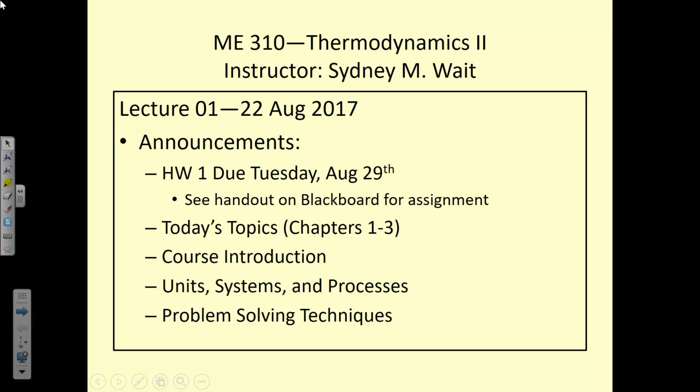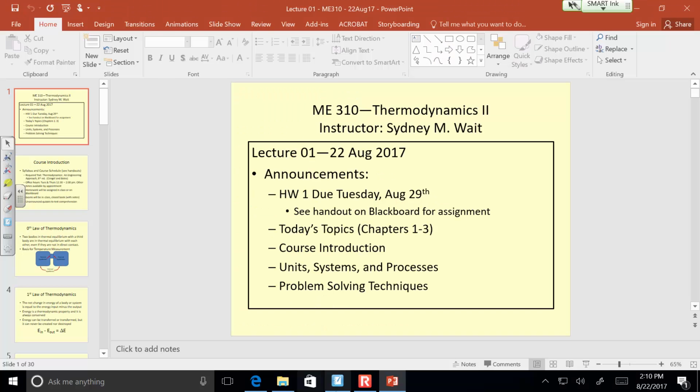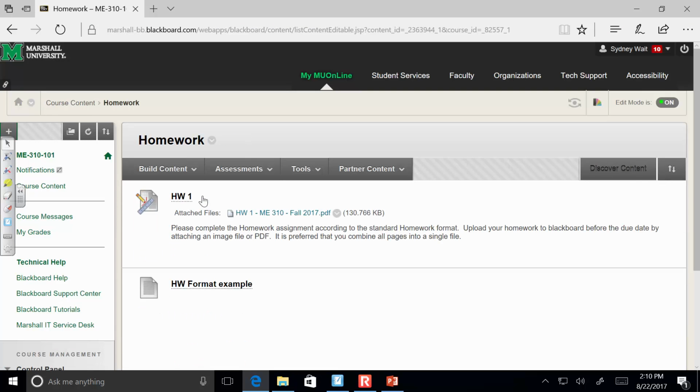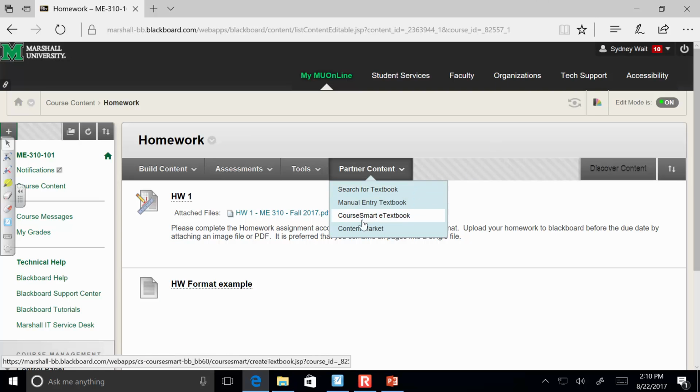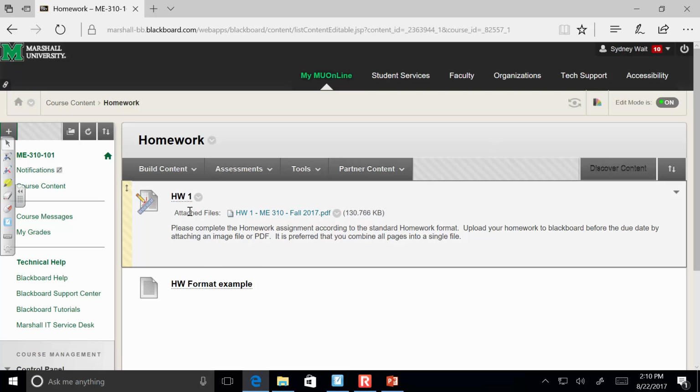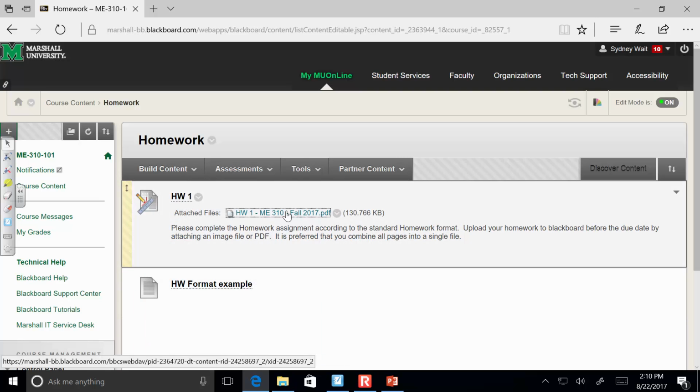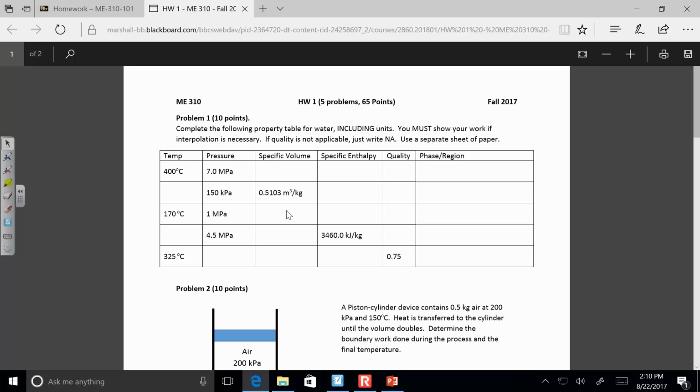Okay, so the handout is on Blackboard. And if you go to Blackboard, it's the same as what I gave to you, so if you want to get started on it right away and you don't have access to it, you can. Homework 1 is an actual assignment on Blackboard. You can see here the attached file. That's the PDF that I gave to you in class today. It's the same document.